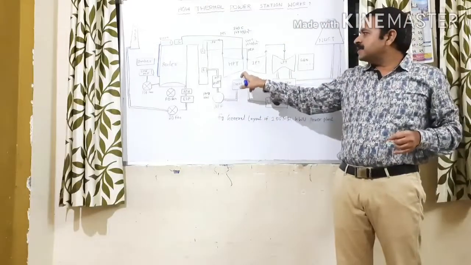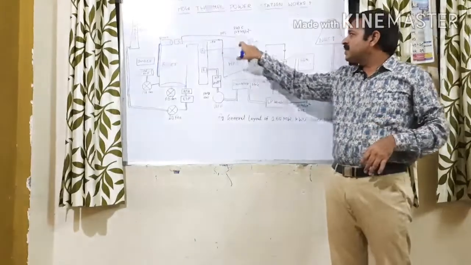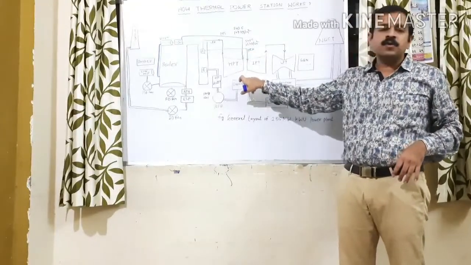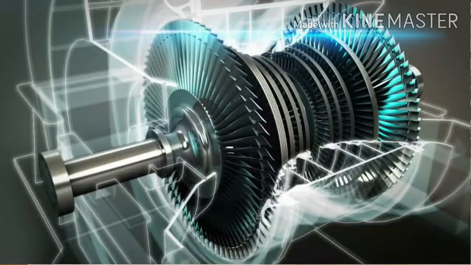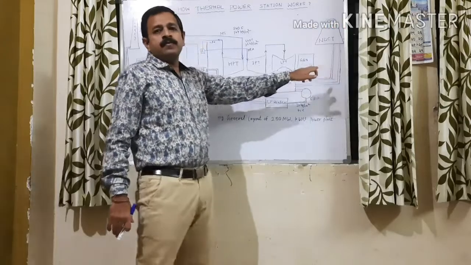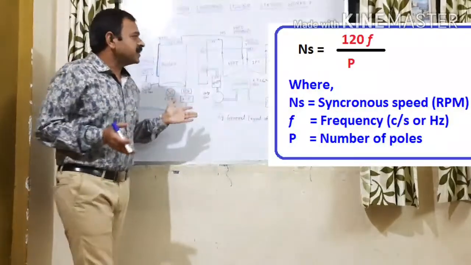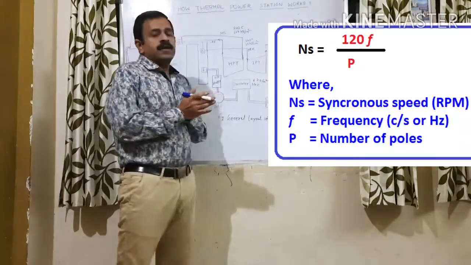The MS steam comes to the HP turbine through HP control valve 1 and HP control valve 2, so the turbine rotates. This turbine rotates at a speed of 3000 RPM because we have a generator of 2 poles. According to that formula, the speed is 3000 RPM.